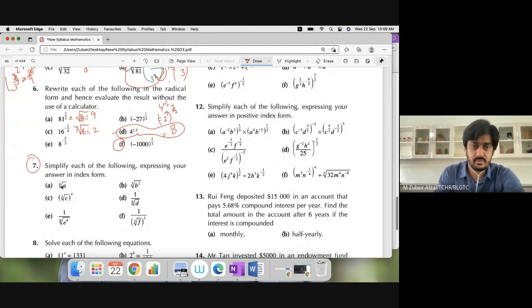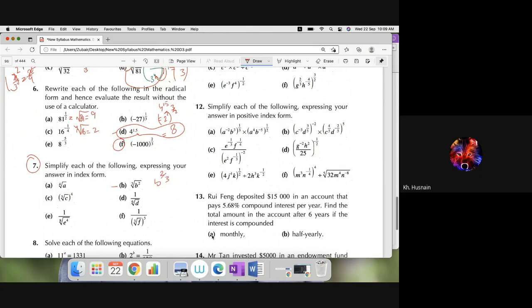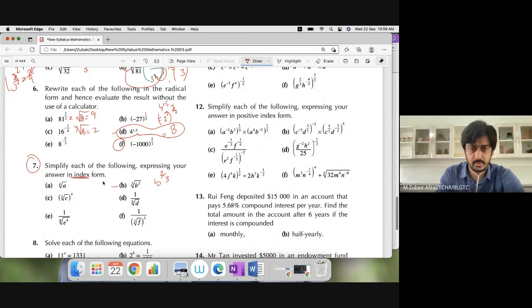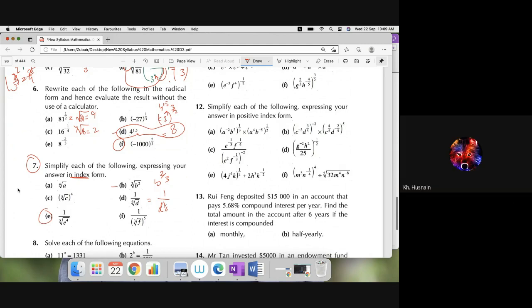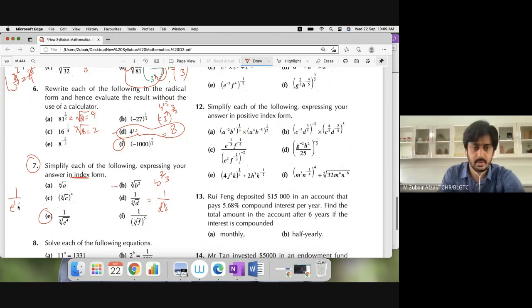Look at question number 7. How do you handle these under roots? I'm talking about B part. This is B raised to power 2 by 3. It says express in index form, so we are changing it into index form. In D part, this is 1 over D raised to the power 1 by 6. Can you try E part? 1 over e raised to 1 by 2. Excellent.